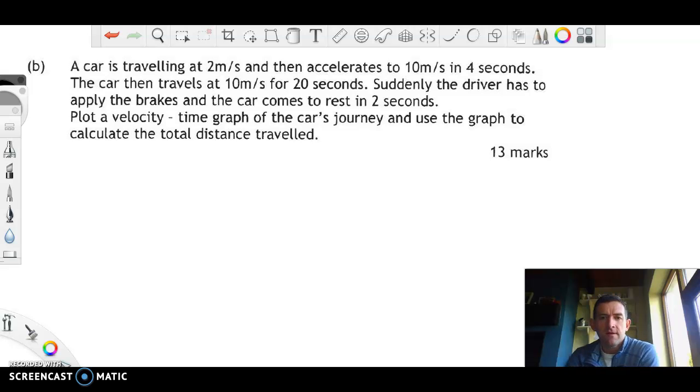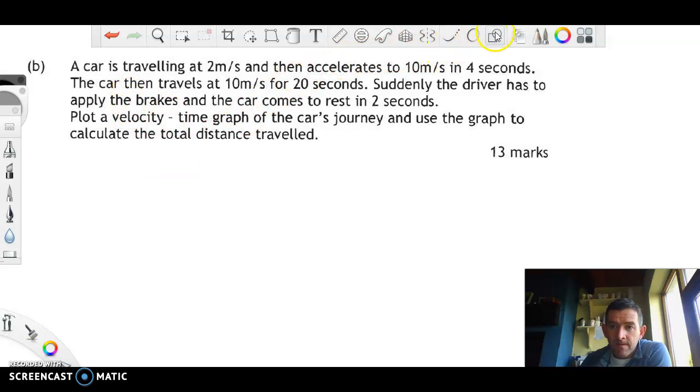The car is traveling at 2 meters per second and then accelerates to 10 meters per second in 4 seconds. The car then travels at 10 meters per second for 20 seconds. Suddenly the driver sticks on the brakes and the car comes to rest in 2 seconds. Plot a velocity time graph, right, to show this stuff.